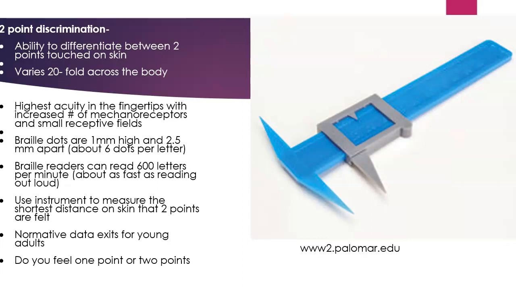Because we know with age, there's a potential change with the sensory system, and also with certain injuries, like spinal cord injuries and strokes. And we have normative data that we can use to compare our patients' results to normed data. We want to know, when does it no longer feel like 2 points and it starts to feel like 1 point? That's when you know how big those receptor fields are, how sensitive your patient's body part is.